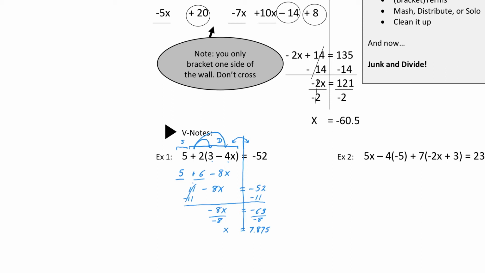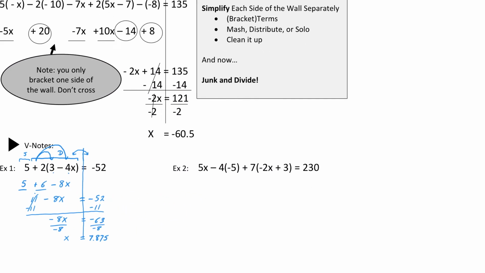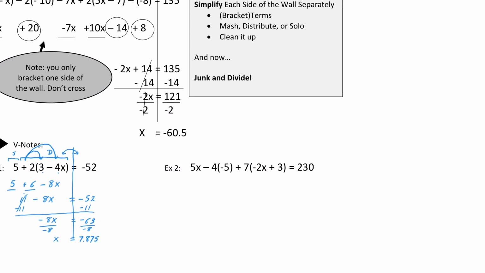Okay, let's take a look at our second example. And again, this one looks a little bigger, but really it doesn't matter to us. We stick with our rules. See an equal sign, draw the wall. Look over to the x side, and if it's a mess, we know we're just going to simplify it. To us, that means bracketing. So we go through our bracketing steps and start doing our terms.